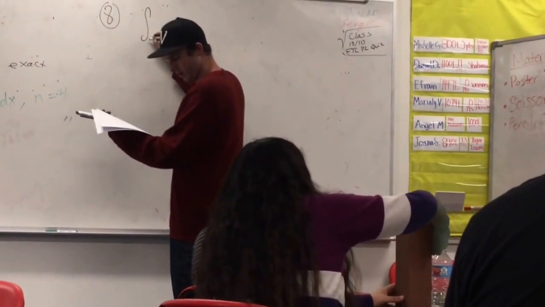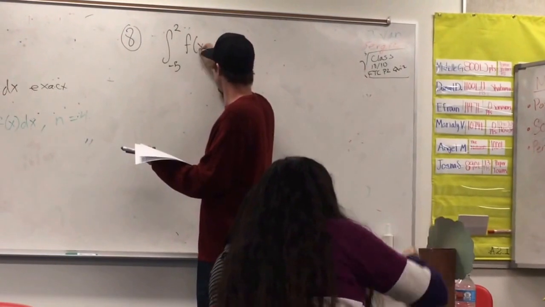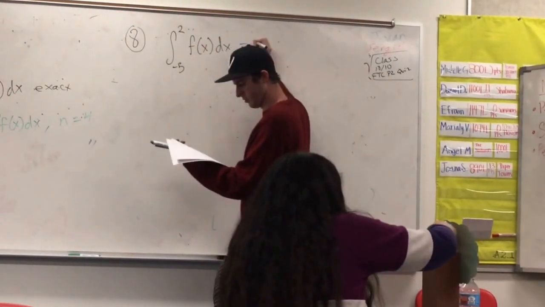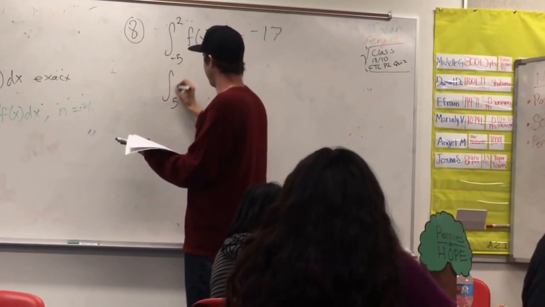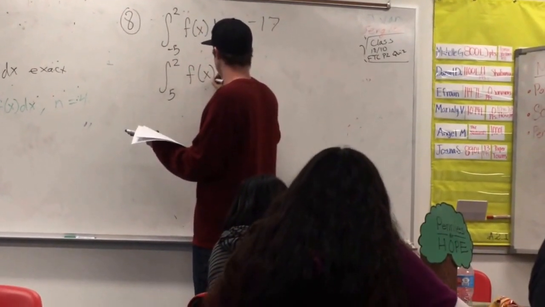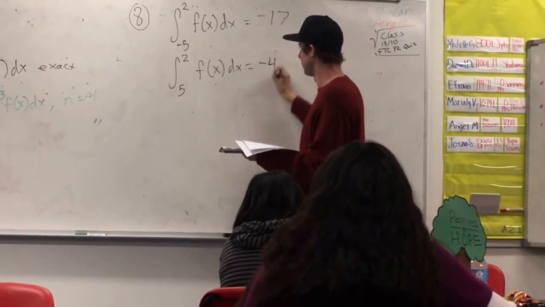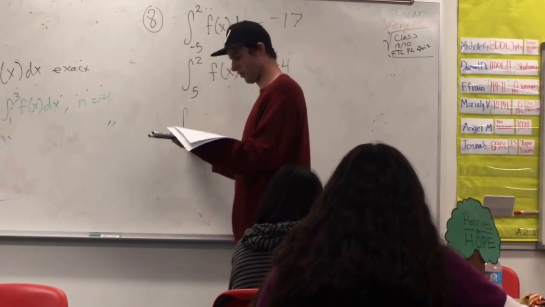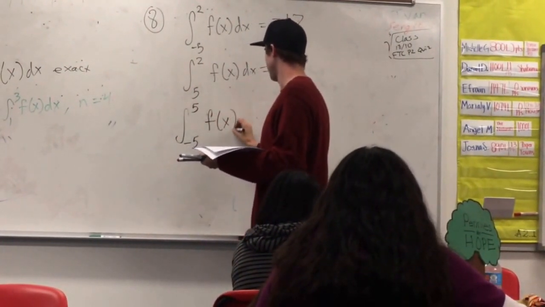So the integral from -5 to 2 of f of x dx equals -17. The integral from 5 to 2 of f of x dx equals -4. And they want to know what is the integral from -5 to 5 of f of x dx.